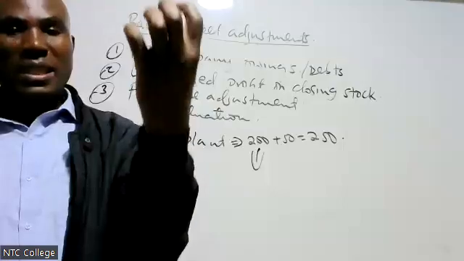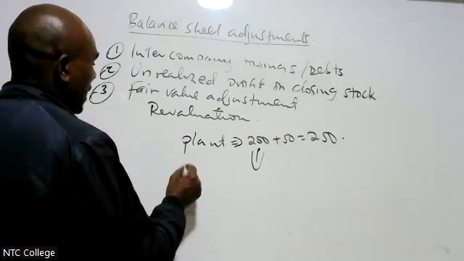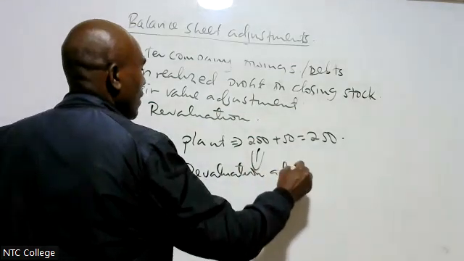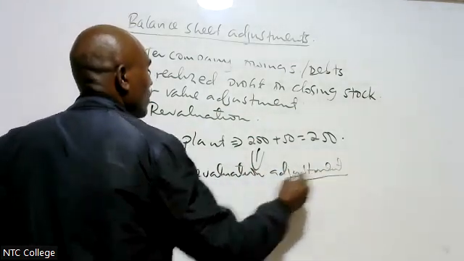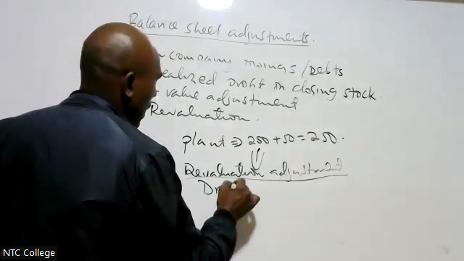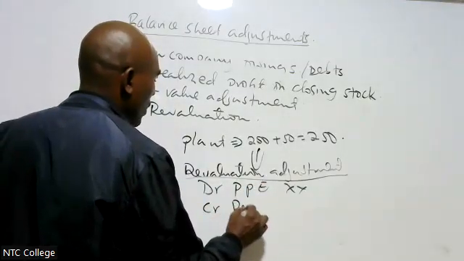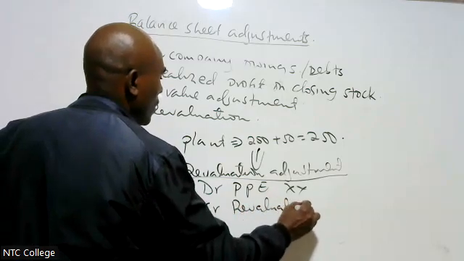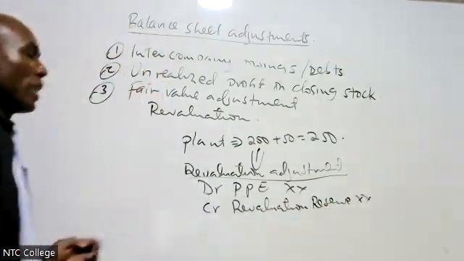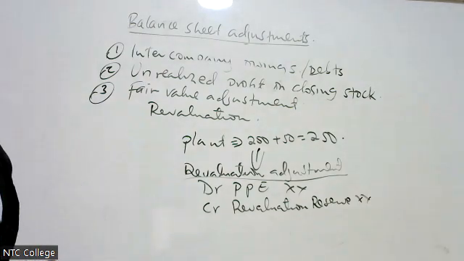You are understating what? The assets. Therefore, it means we are going to reinstate the assets, through revaluation adjustments. You are required to debit PPE, that is the asset account, and you credit revaluation reserve.